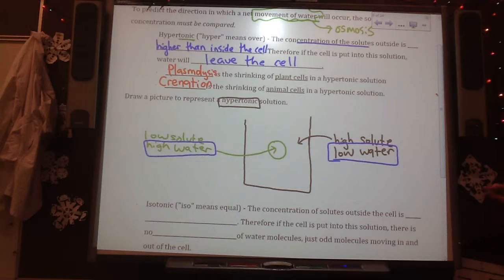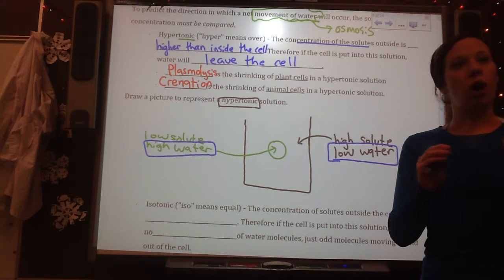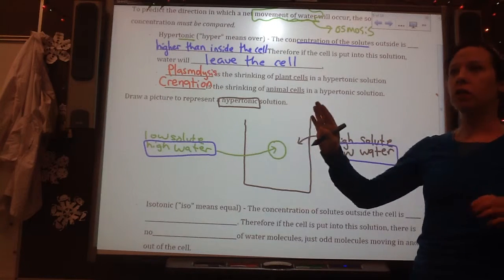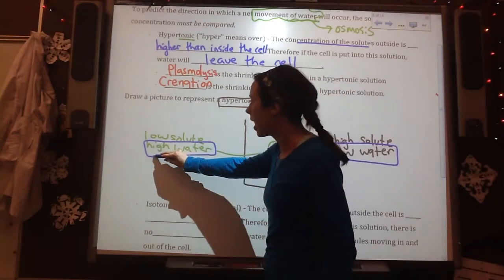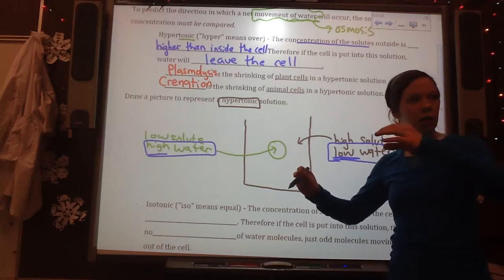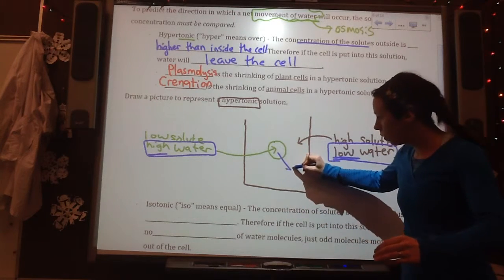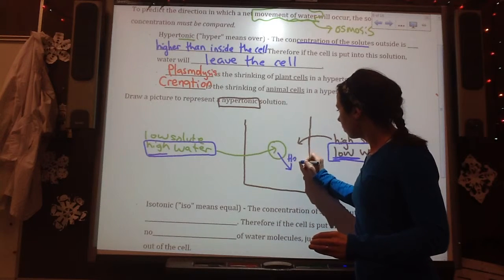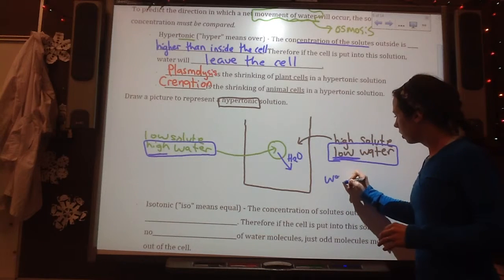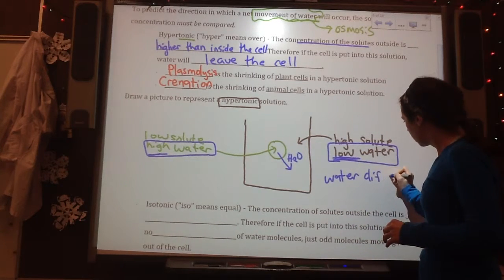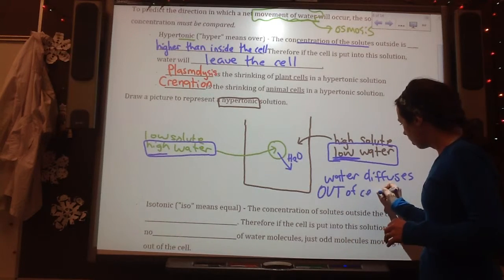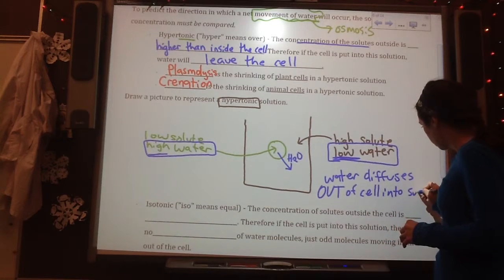Now, according to our definition of osmosis, water flows from what concentration to what concentration? High to low. So then you look here. Okay, here's the high, here's the low. So where will the water want to go from? From the cell to the solution. So that's how we can conclude where the water goes. So water diffuses out of the cell into the solution.